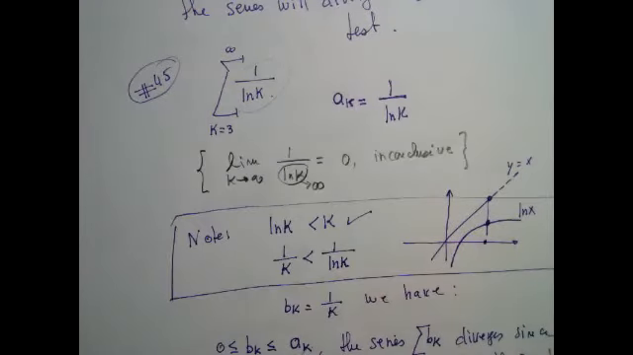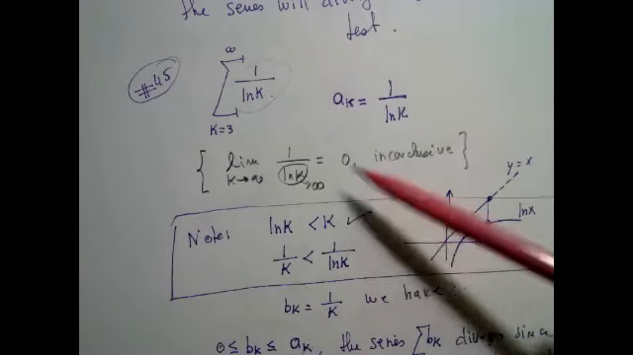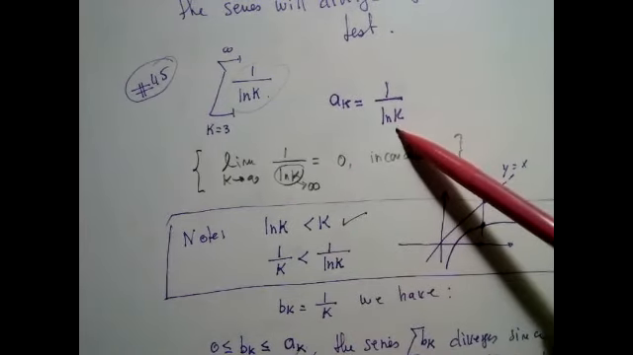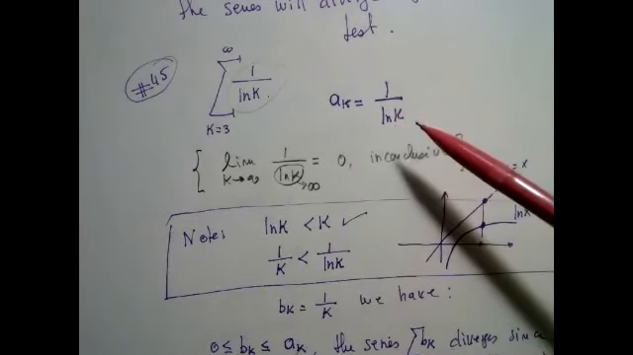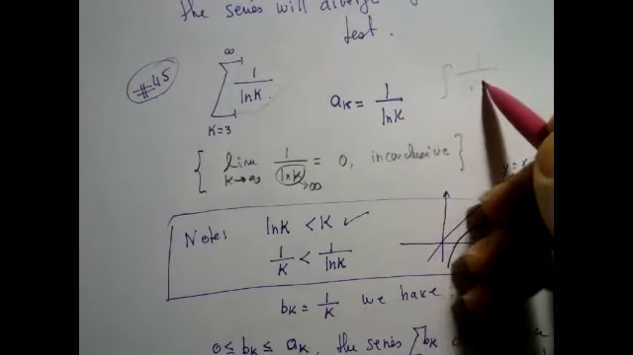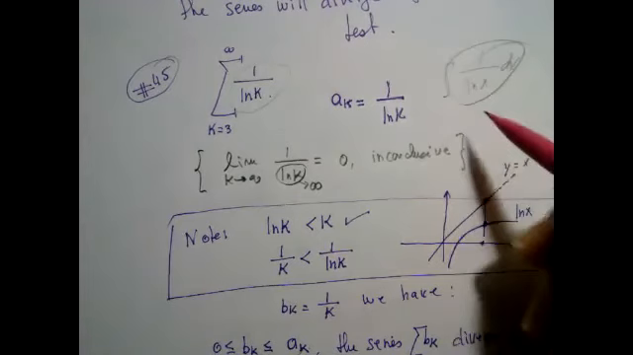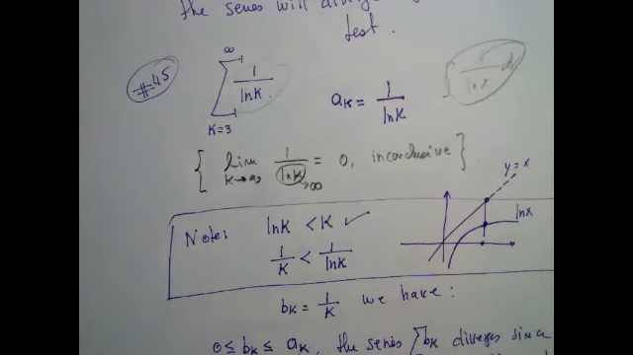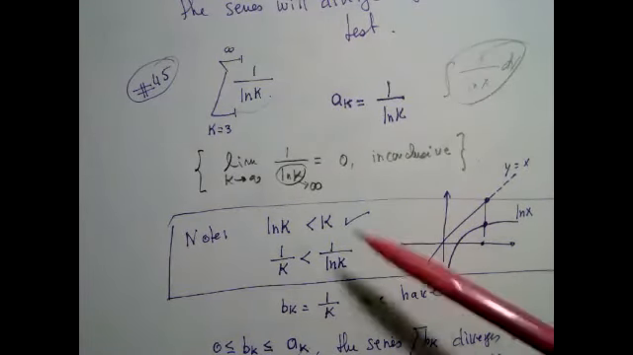So we go through the test in our mind. Limit comparison: we have no idea what to compare it with because it's ln of k. Integral: if you know how to integrate this, I'll give you 100 on the final. So I don't think you can integrate that. So that's out of the picture as well.